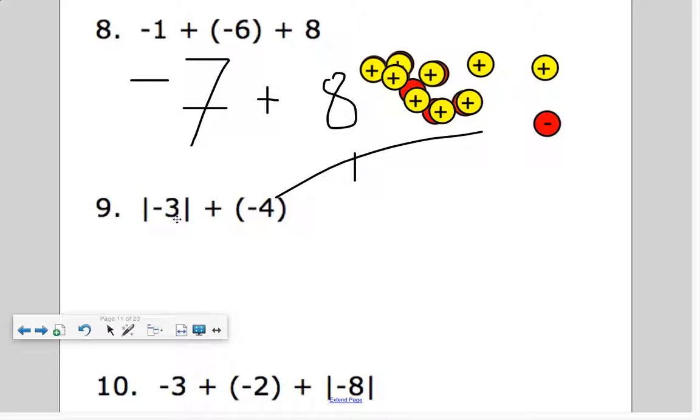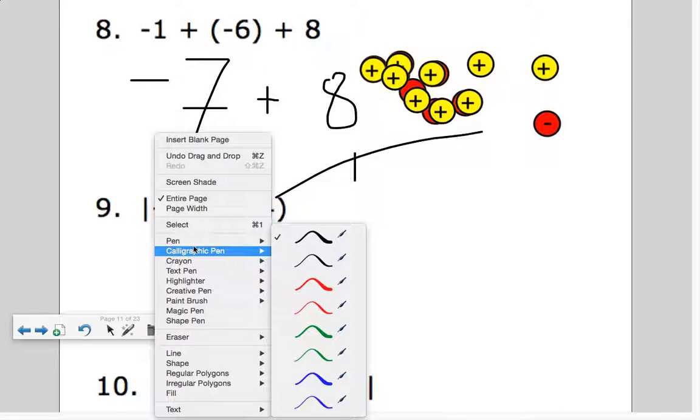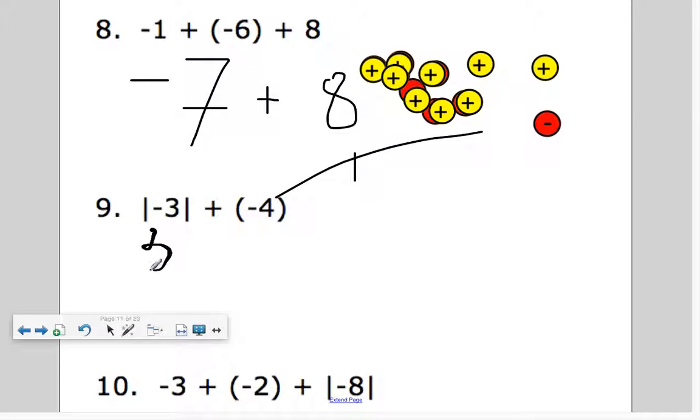Now, number 9. This is where it takes thinking. So, these are absolute value bars. So, what is the absolute value of -3? How far is -3 from 0 on a number line? It is 3. So, let me write that down. So, it is 3. So, 3, I'm going to add it or put it together with -4. So, if I put 3 positives with 4 negatives, what will I have more of? I will have more negatives by 1, -1.